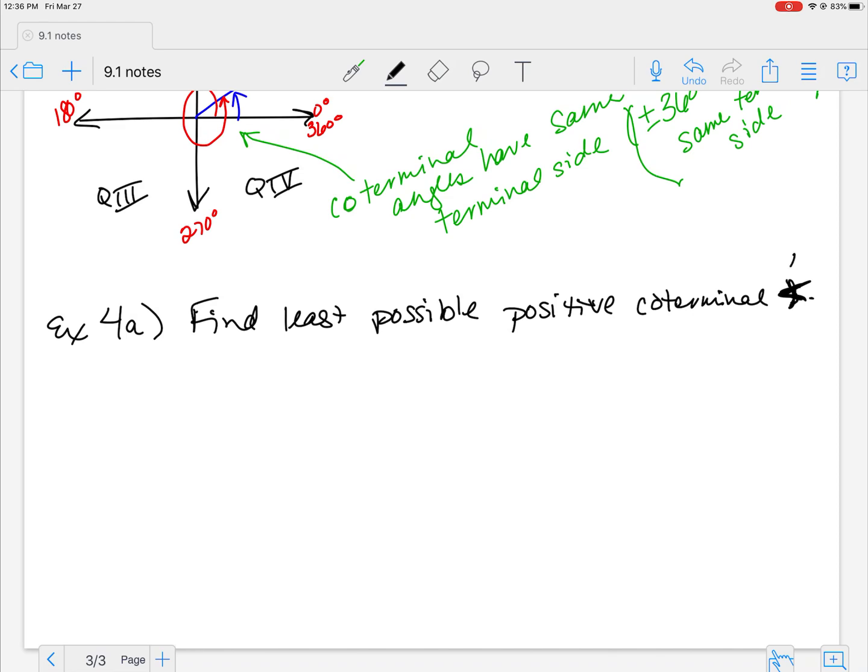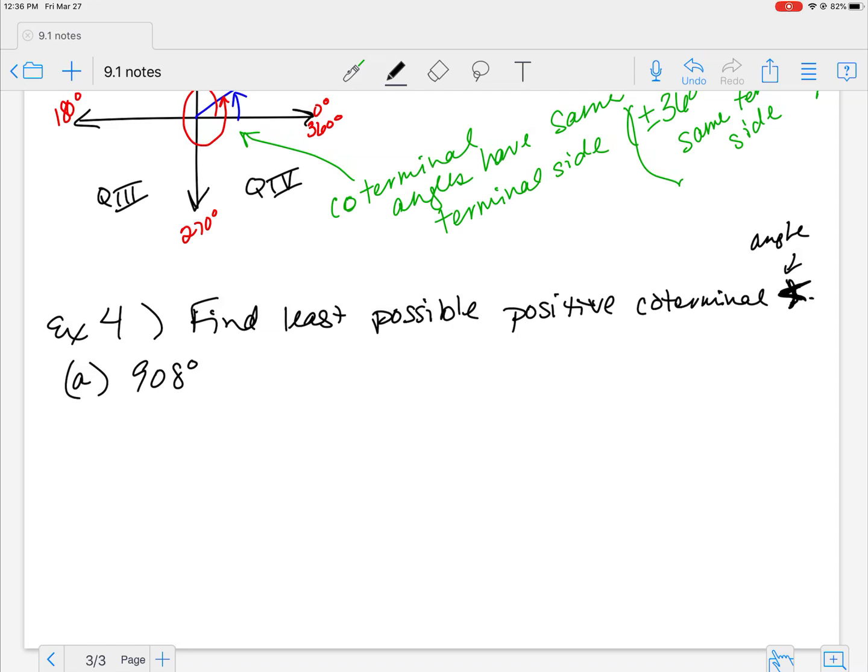Coterminal angle. That's an angle symbol. It looks like a Pac-Man with a little line on it saying it's an angle. That's angle. Okay, so let's make this my A.